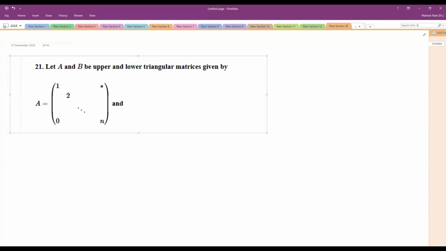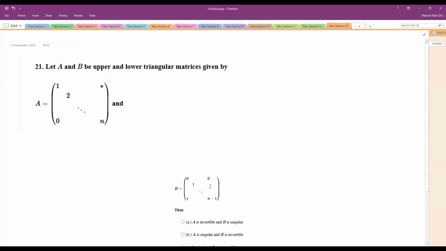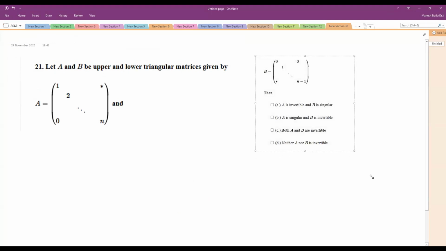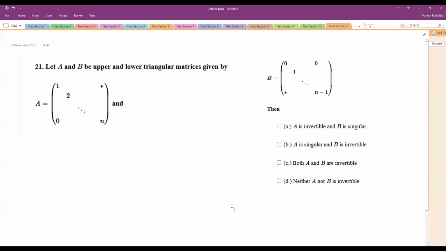We have this matrix A, and there is another matrix B. And these are the four options that we have in this case. So A and B are upper and lower triangular matrices, not completely dependent on rank, slightly towards determinants and inverse. So A is an upper triangular matrix.